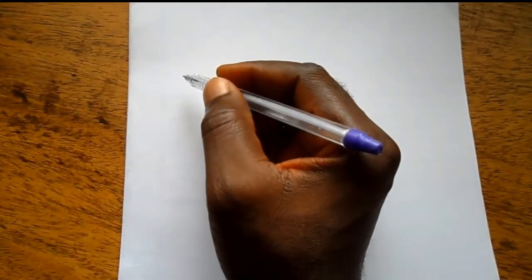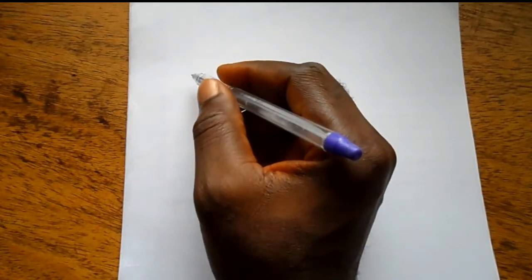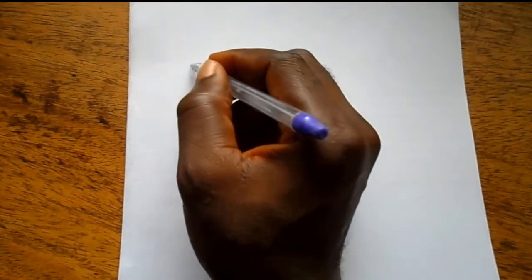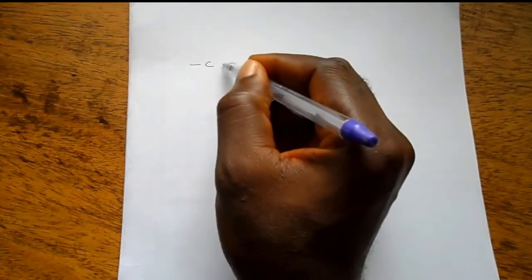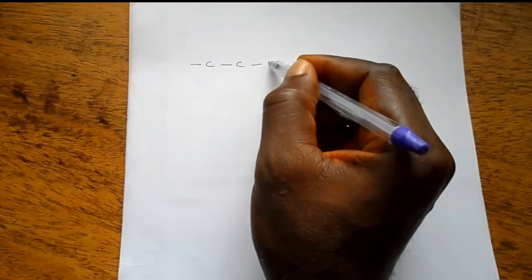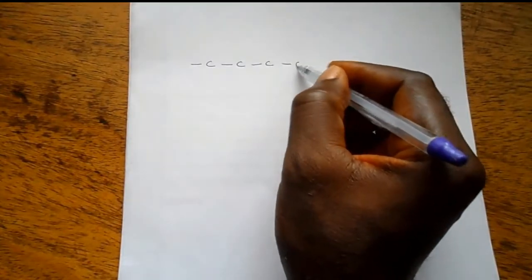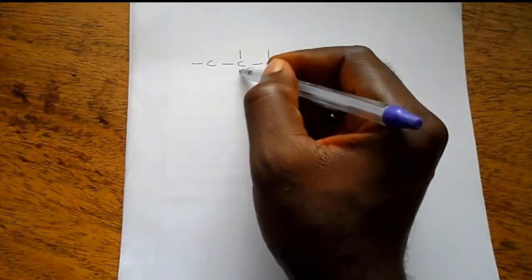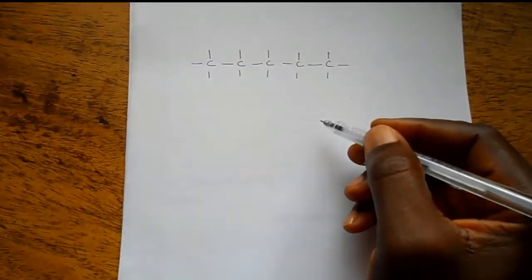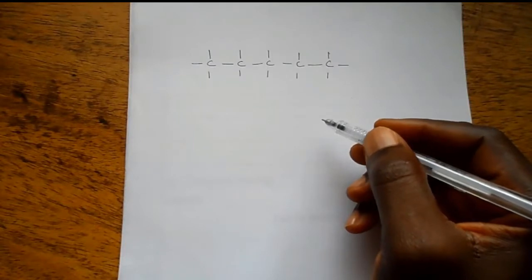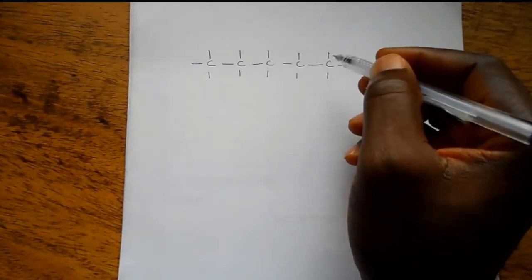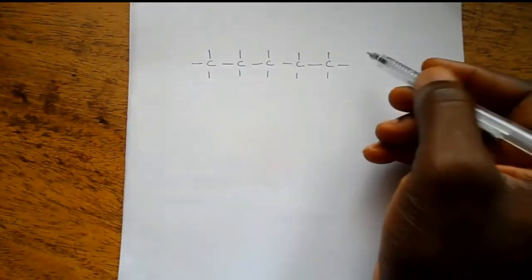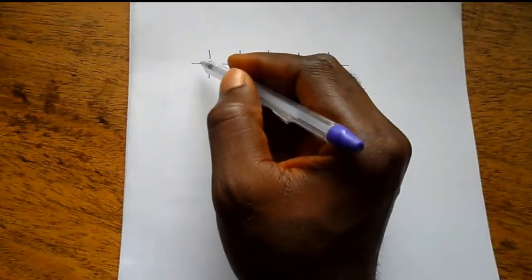Now you can start from any direction. First and foremost, the first thing you do is to write down the longest chain. That is 1, 2, 3, 4, 5. So here we have 5 carbon atoms designating pentane. So we can start counting from any side, either from this side or from this side, but let's start from here.